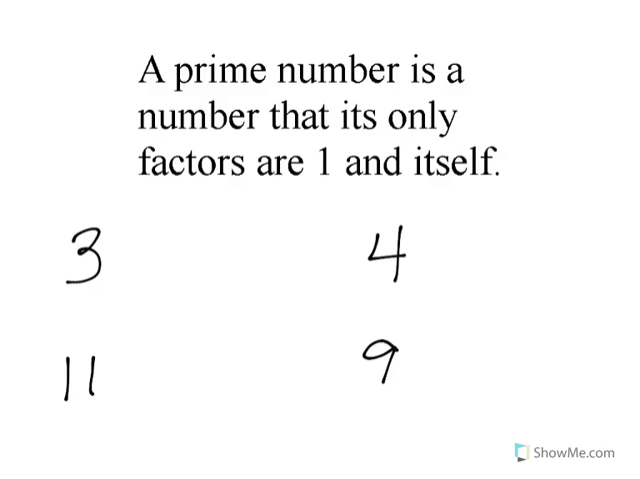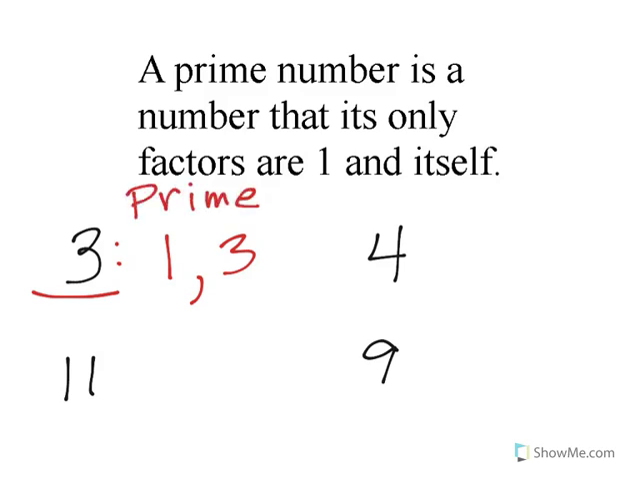So as you can see, I have 4 numbers down here. So we're going to start with 3. 3, we'll list the factors of 3. They are 1 and 3. So that fits the definition. A prime number is a number that its only factors are 1 and itself. So 3 is prime.